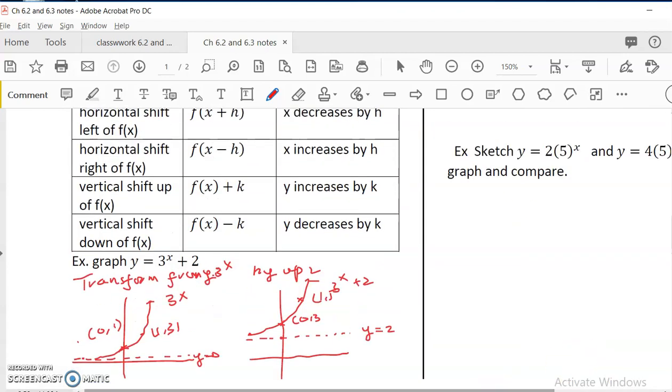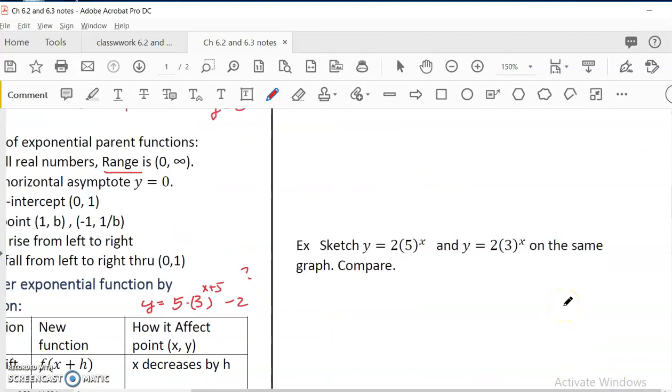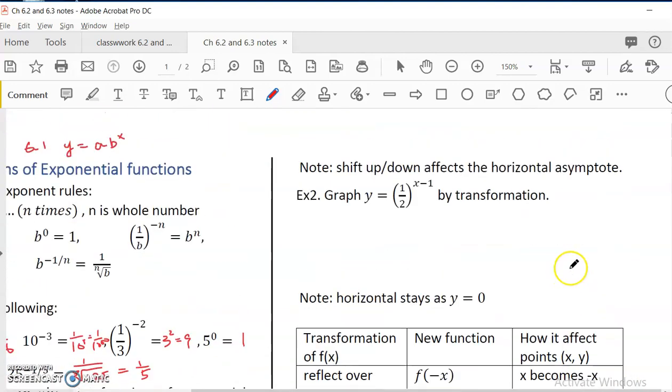What about shifting if I add something in the exponent? The second example would be y equals (1/2) to the x, and then minus 1. So you see that the transformation is from the parent function y equals (1/2) to the x, right? And then I have the inside minus 1. So it is right 1.